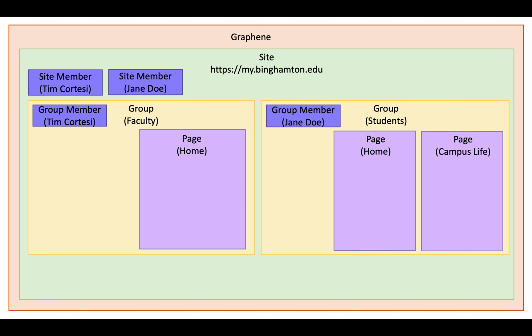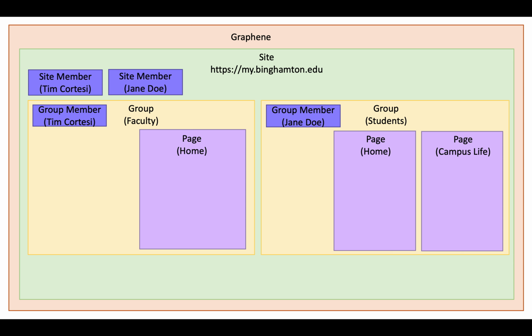So next I'm going to create some pages within those groups. Under the faculty group, we've created a page called homepage. Under the students group, we've also created a page called homepage, but we've also created a page called Campus Life. Now when an individual logs in, let's say Tim Cortese logs into my Binghamton, it's going to look up their group memberships and their page memberships and say, okay, Tim Cortese is a member of the faculty group. There's one page called homepage, and we're going to drop you right into that homepage.